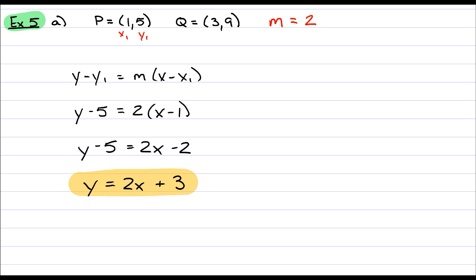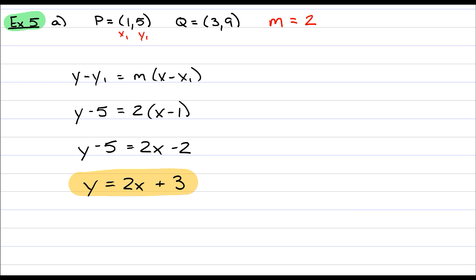If you want to double check your work here, you can plug in the points and see if they work. For instance, if I plug x equals 1 into that equation, I'm going to get y equals 5, which gives me my first point, P. And then if I want to check Q, I can plug x equals 3 into that equation, which gives me y equals 6 plus 3, which is 9. And so that checks out for Q.